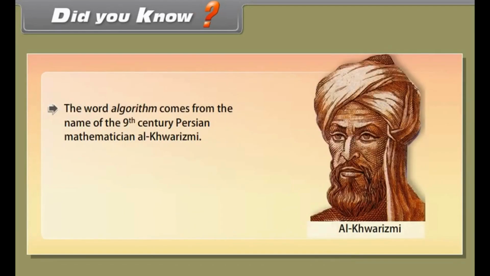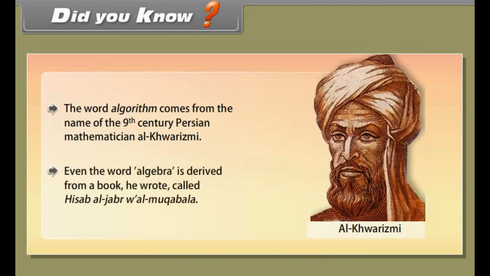0.009375. Did you know? The word algorithm comes from the name of the 9th century Persian mathematician Al-Khwarizmi. Even the word algebra is derived from a book he wrote called Hisab al-Jabr wa al-Muqawala.